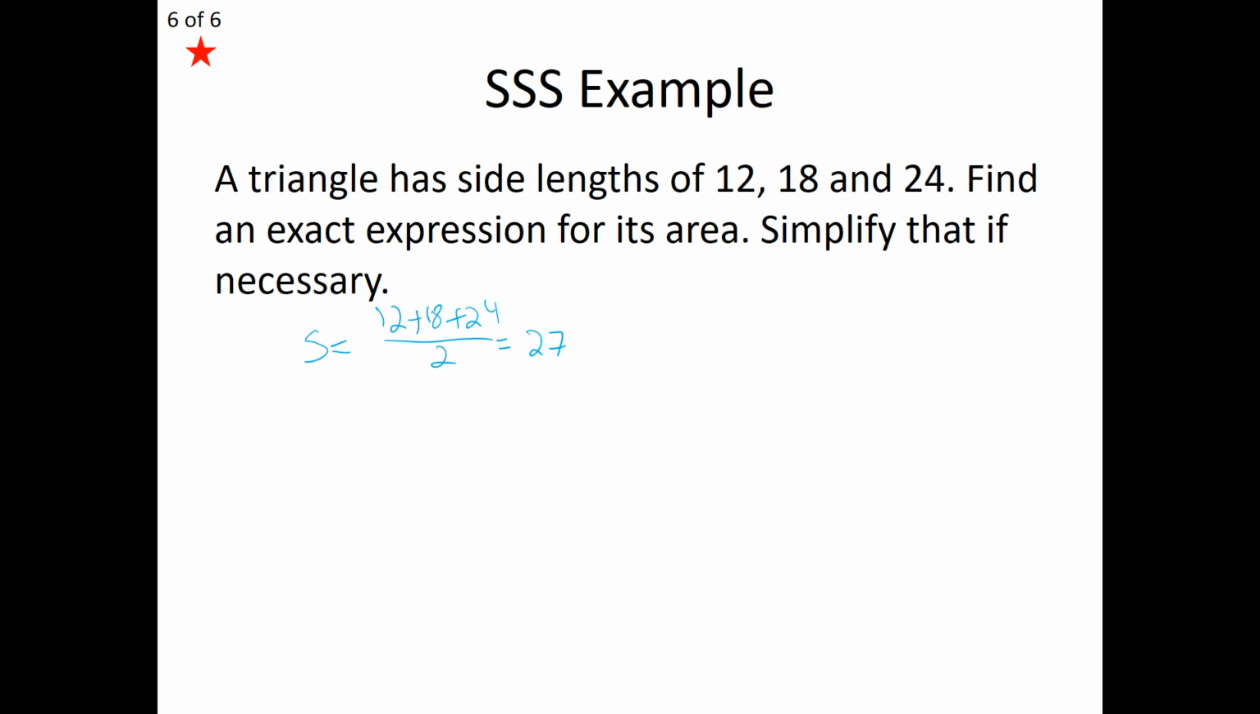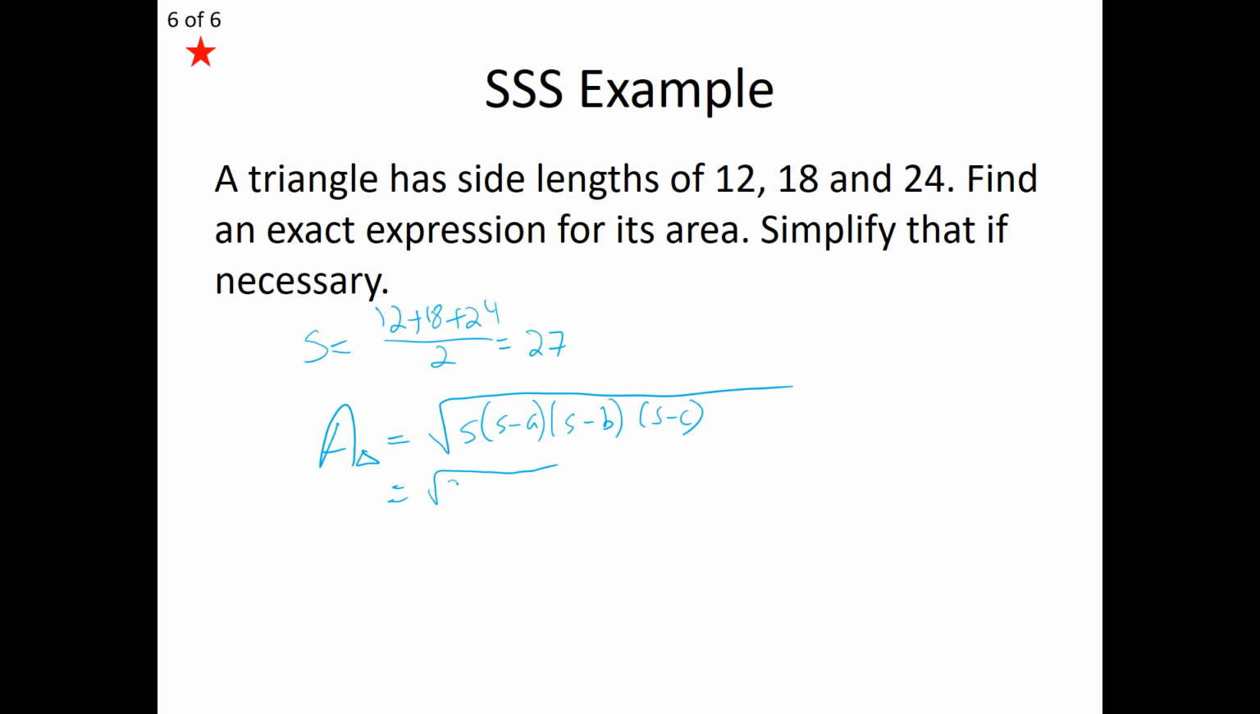Now we've got our semiperimeter, let's dive into finding the area of this given triangle. So the area of a triangle, I'm going to write out Heron's formula for us. It's the square root of S times S minus A times S minus B times S minus C. All right, and that's going to give us our area. So A, B, and C represent just the three sides of our triangle. So we're going to plug our values in.